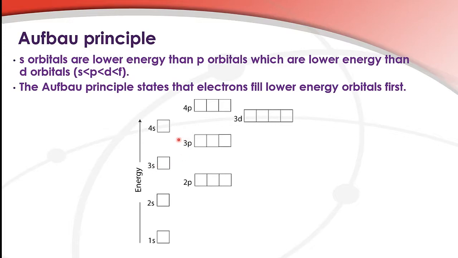And there's a slight exception here. After 3p, because the 4s orbital is lower energy than the 3d, they'll fill the 4s orbital. After the 4s orbital is full, they'll start filling the 3d orbital. After the 3d orbitals are full, then they'll start filling the 4p. Okay, so the order of filling is from lowest energy orbitals first. So obviously that's the 1s, and after that they'll go up to the orbitals with the higher energy.